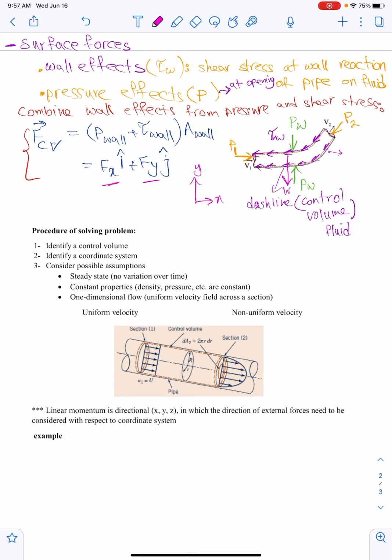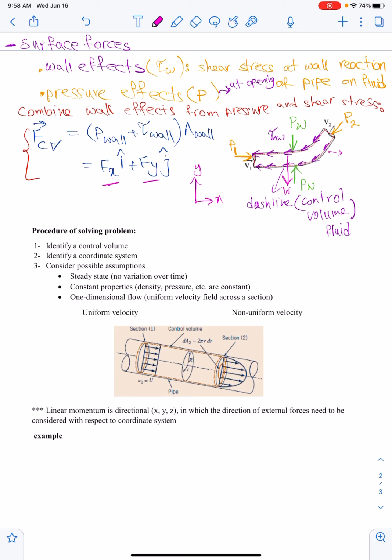For example, we can assume this is a steady state. It means that there is no variation over time. It depends on the problem. Some of them are not a steady state, but maybe most of them in this class are going to be considered as a steady state, though not always. And then we're also going to consider the constant properties and the one-dimensional flow.